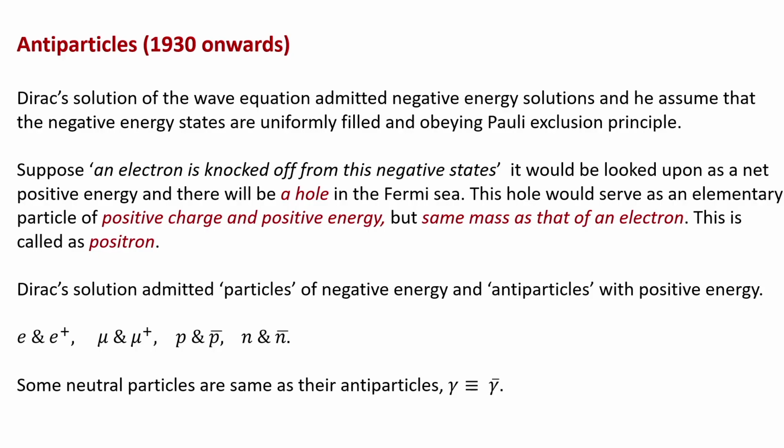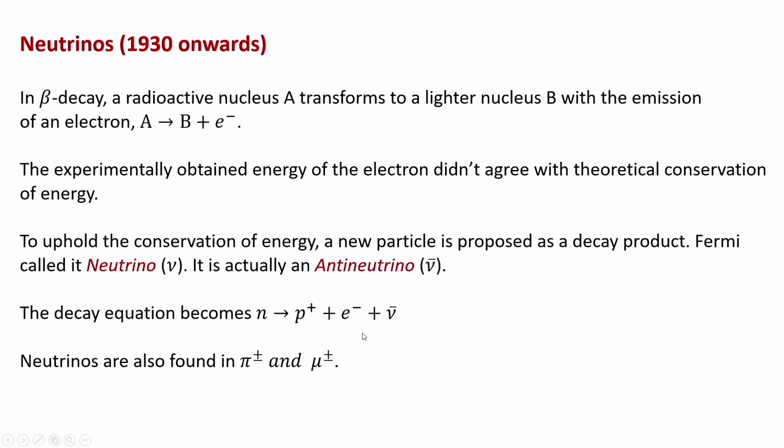So, a number of antiparticles have been discovered, and some of them are written with a plus sign as a superscript, and some of them are written with a bar. Electron and positron are written as e and e plus, mu and mu plus for the muons, p and p bar, and neutrons are n and n bar. And some of the neutral particles such as photons, or gamma, are the same as their antiparticles. So, gamma is the same as gamma bar.